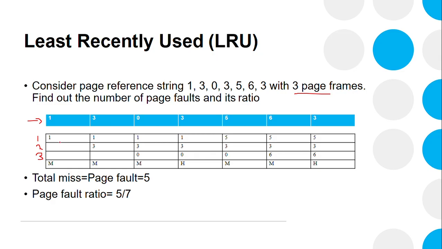So you can see 1 is added. Initially, the complete frames are empty. So 1 is added at the starting, then 3 is added, then 0 is added. Now all 3 frames are allocated.